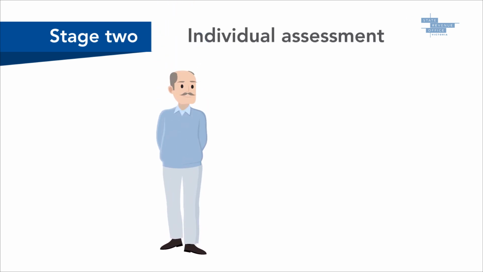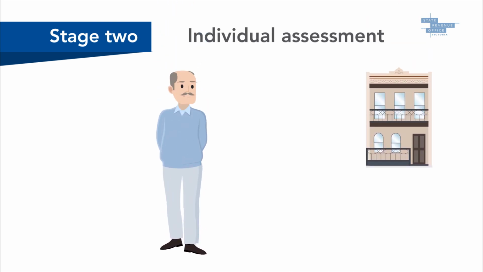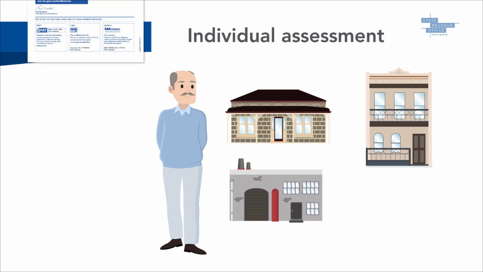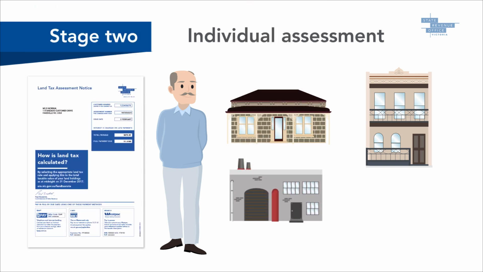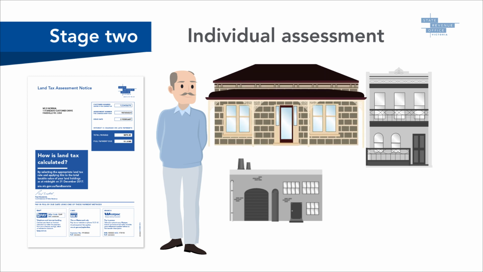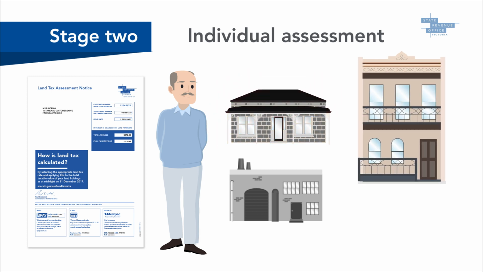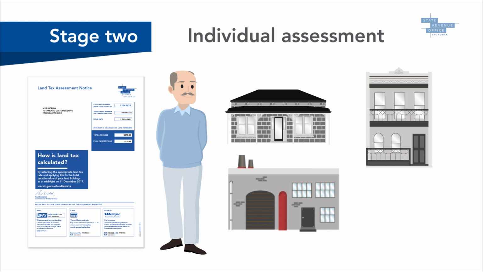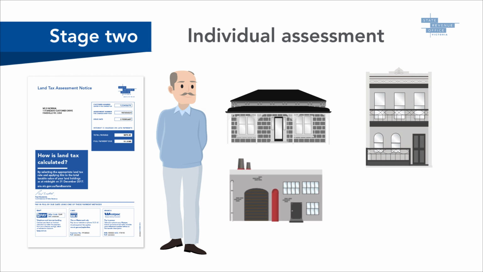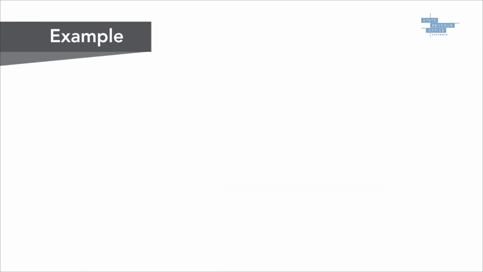In Stage 2, we assess each member of the joint ownership individually for all of their interests in taxable land. Your individual assessment lists all of the land you own. This includes any land you own by yourself, jointly with others, or as a notified or nominated beneficiary of certain trusts. Let's go back to our example.